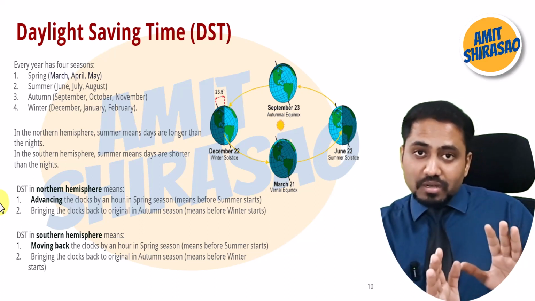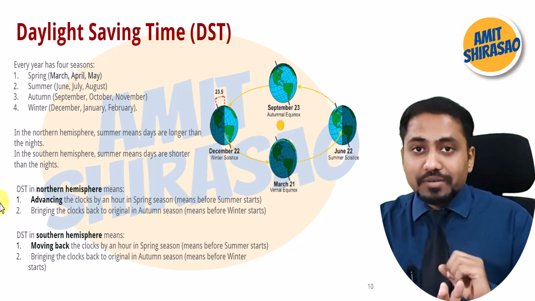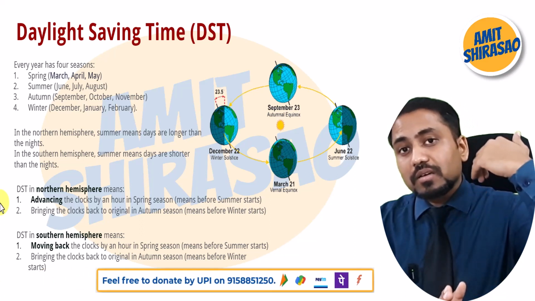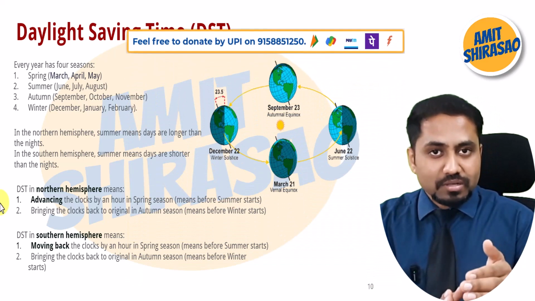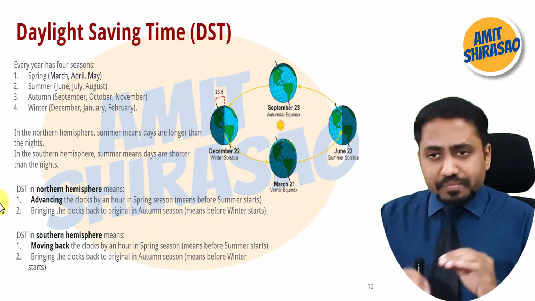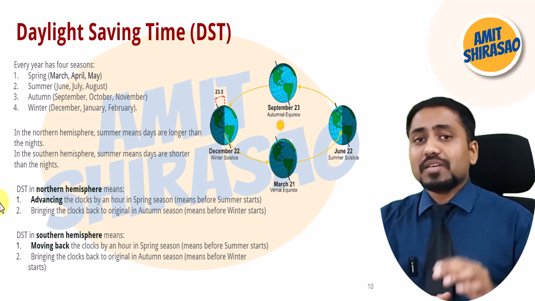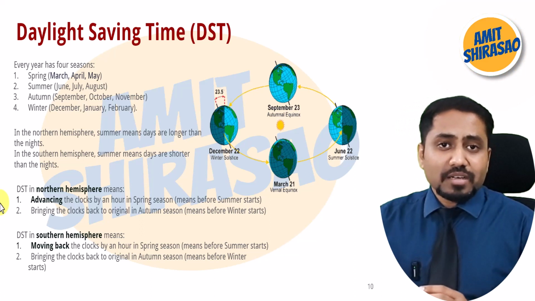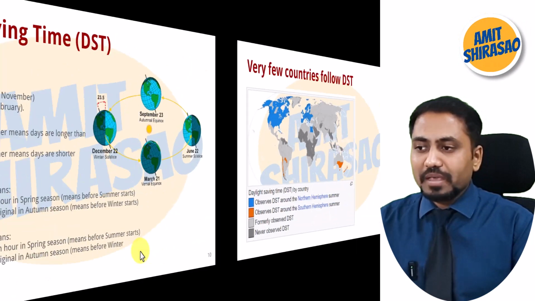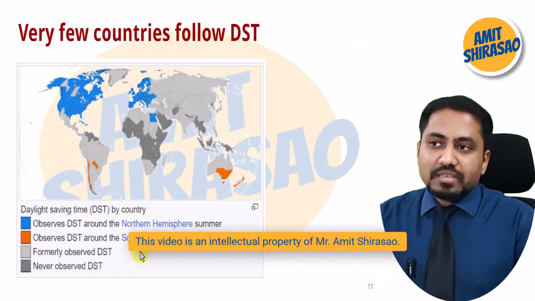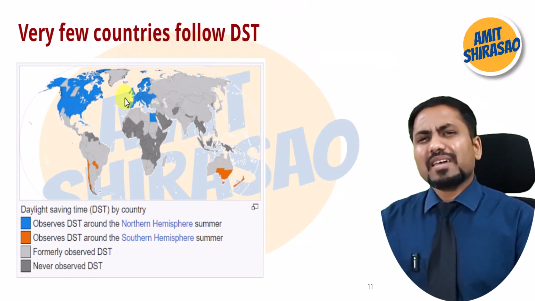But during the summer, some Western countries, some English speaking countries, they follow daylight saving. So if that English speaking country is in the northern hemisphere, they will increase the time by 1 hour during the daylight saving, that means during the summer. But if the country is from a southern hemisphere, then they will be decreasing the clock by 1 hour. Okay, so same thing is given, so moving back the clock. Now only a very few countries follow DST. So DST basically means daylight saving.